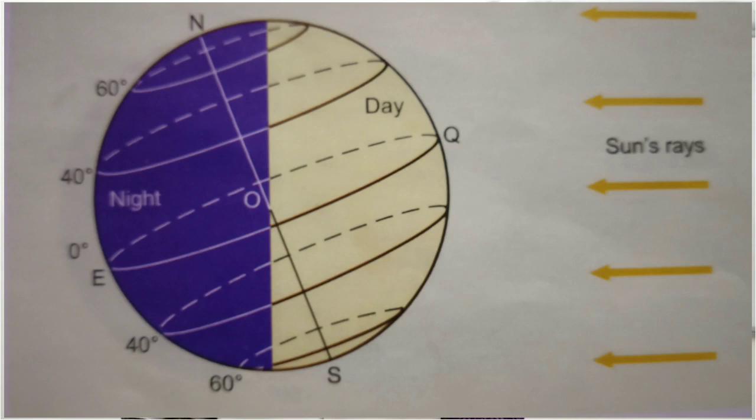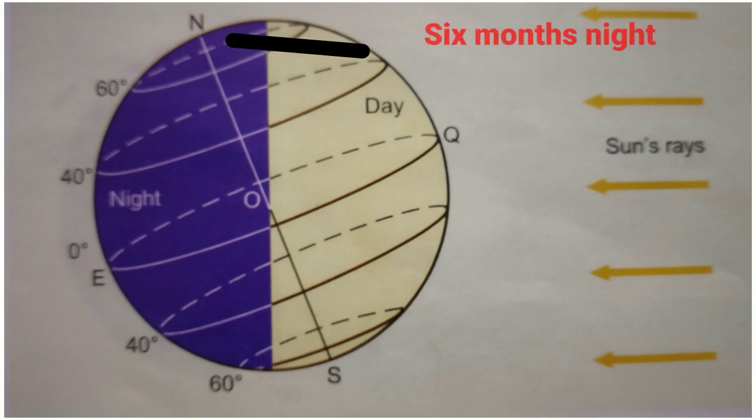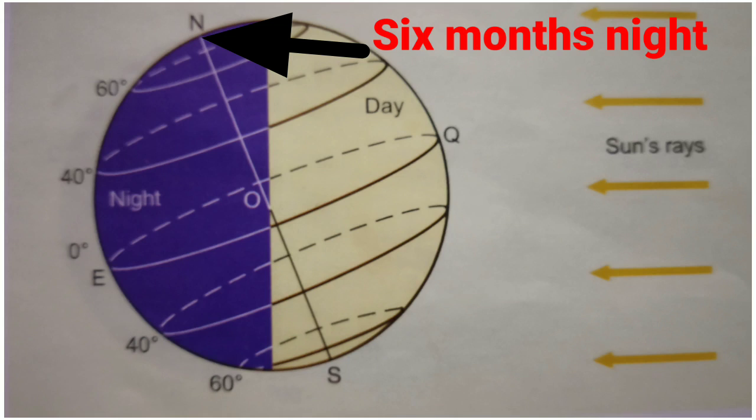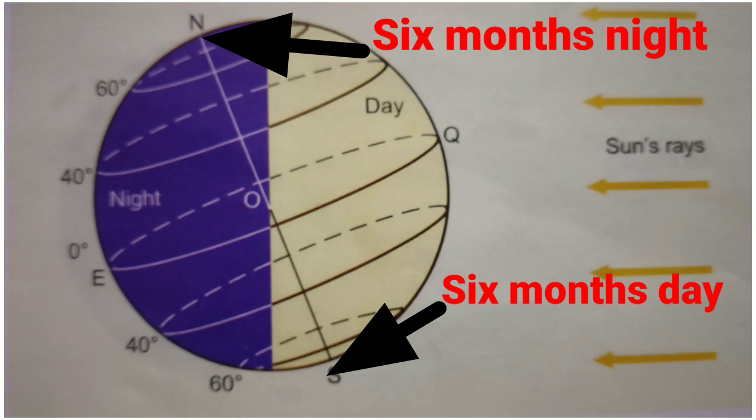During this half of the year, places in the northern hemisphere have longer nights and shorter days. Places near the North Pole have only darkness and no light. In the southern hemisphere, the days will be longer and the nights shorter. The area around the South Pole has daylight and no darkness for this half of the year. That means the North Pole is having 6 months of night and the South Pole is having 6 months of day.